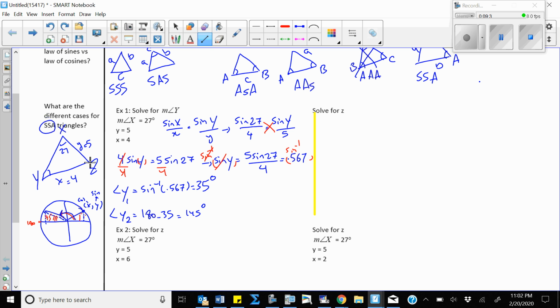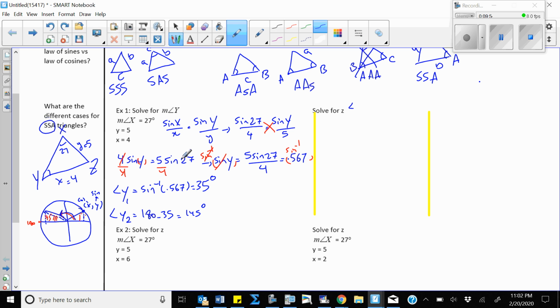And then I'm going to use law of sine again to find side z. But since I had two answers for y, I'm going to have two answers for z as well. So I have to solve this two times. One for this y, the other time for the other y. So let's go ahead and work on that.